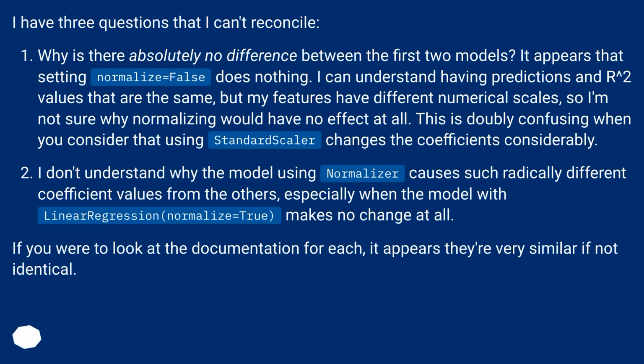I don't understand why the model using Normalizer causes such radically different coefficient values from the others, especially when the model with linear regression normalize equals true makes no change at all. If you were to look at the documentation for each, it appears they're very similar if not identical.